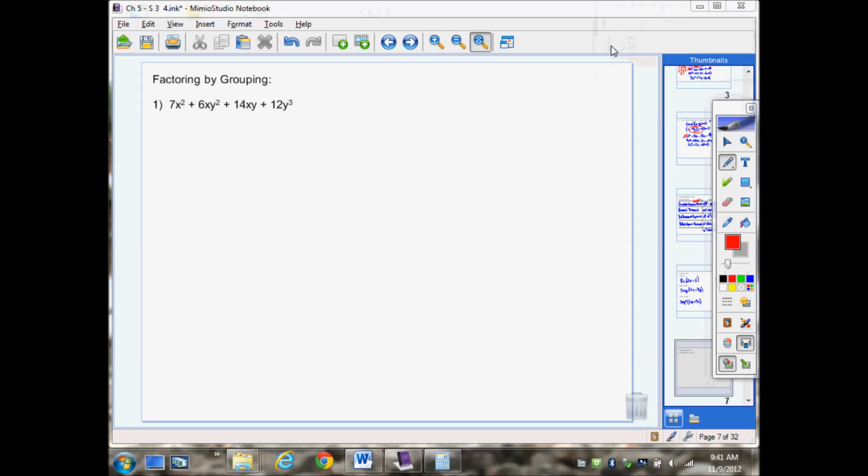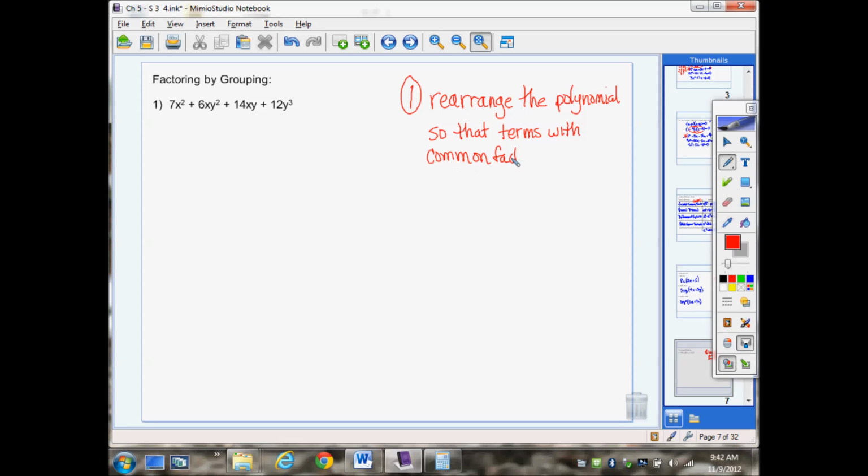Grouping, personally, a lot of people don't like it, but when you have 4 terms and you want to factor it, we can factor trinomials. We can factor binomials. We cannot factor a 4-term just as it is. We have to factor by grouping. So our first step is we're going to rearrange so that the terms that have common factors are next to each other.